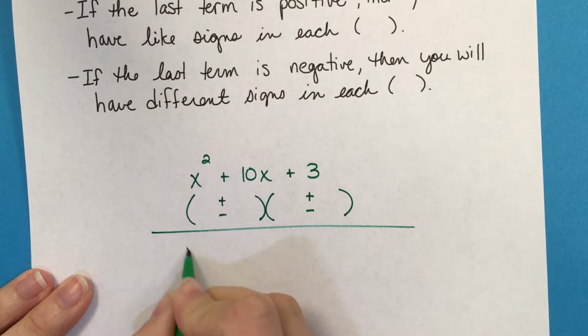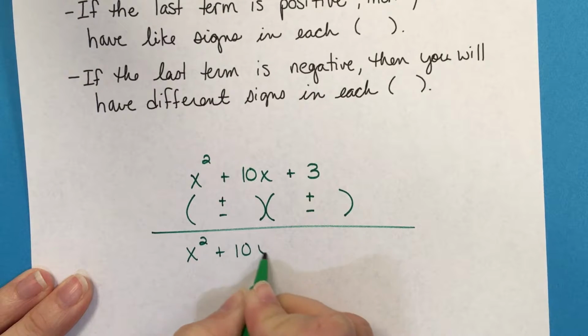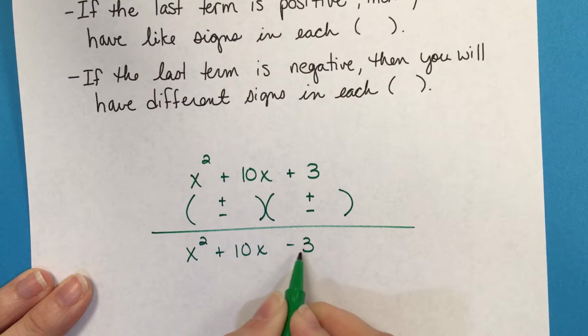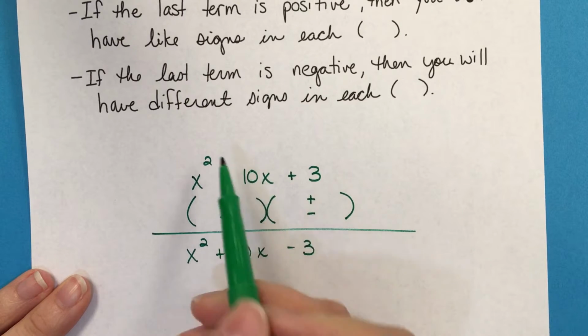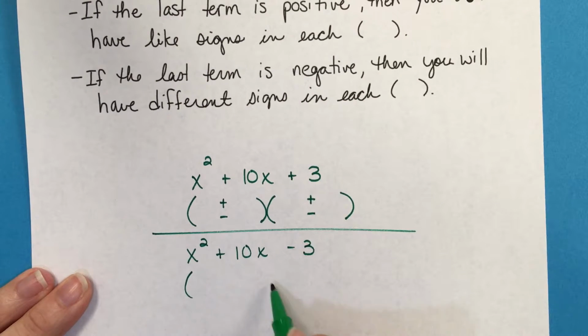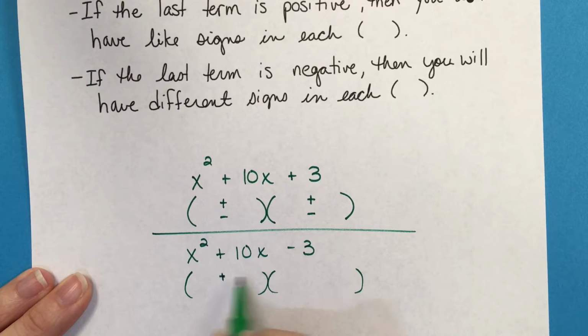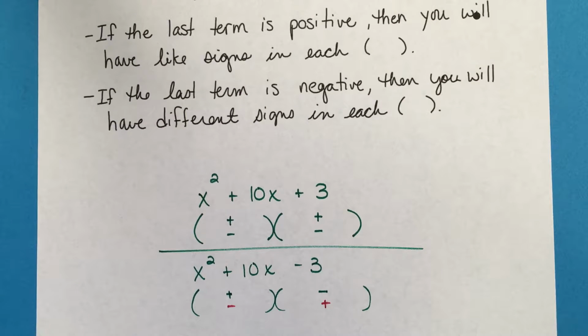So let's say that I'll just change this to a minus 3. If this were a minus 3, that's what it means by the last term being negative. Then when we go to do our two sets of parentheses, we're going to have different signs. It may be that this one needs to be plus and this one needs to be minus, or it could be reversed and this one needs to be minus and this one needs to be plus. But you'll have one of each sign. So that's just going to help us to do the figuring that we've got to do on these problems.